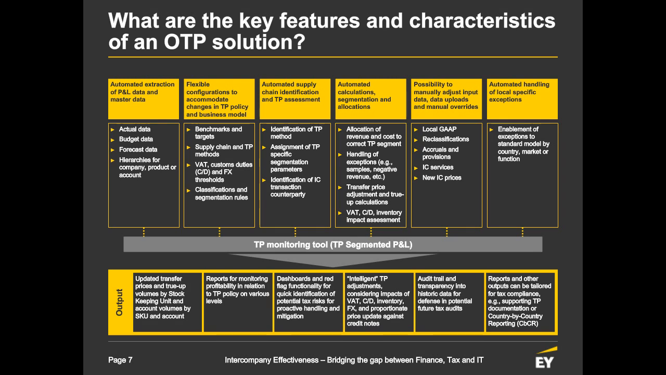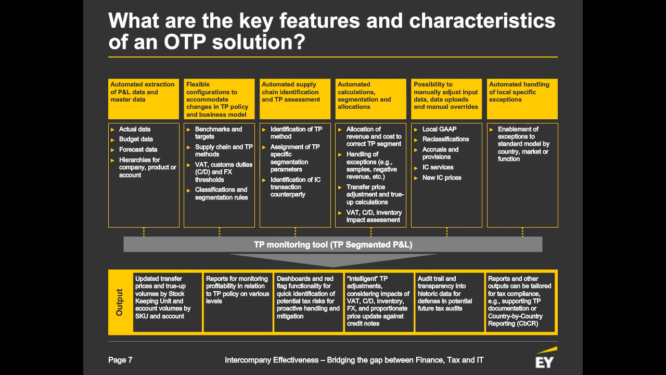In terms of the calculations, one element is looking at the TP adjustments that need to be made. However, these should be made in consideration with other functions such as VAT, customs, stock valuation, and hedging. So I'll come back to that in a moment, but within the calculation engine, we should be able to run different scenarios and what-if analysis to understand the impact of a TP adjustment on these different areas.